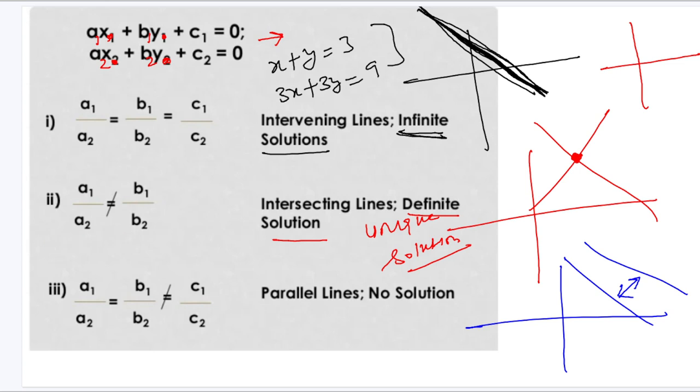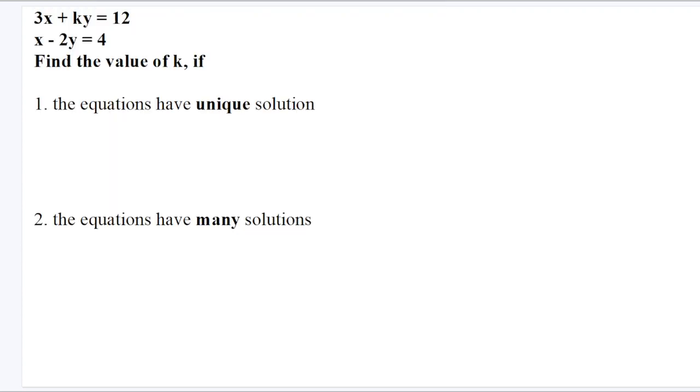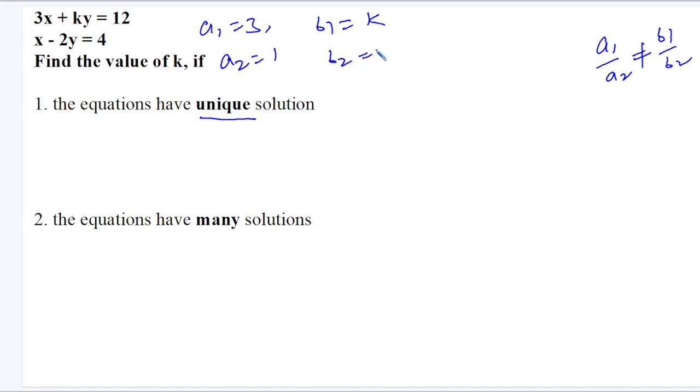Okay, let's see what kind of question we can expect for this kind of problem. For example, you have two equations here. You are looking for the value of k if the equations have a unique solution. What happens in case of a unique solution? We have a1 over a2 not equal to b1 over b2. What is my a1 here? My a1 is 3. My a2 is 1. My b1 is k. My b2 is -2. My c1 is 12 and c2 is 4.